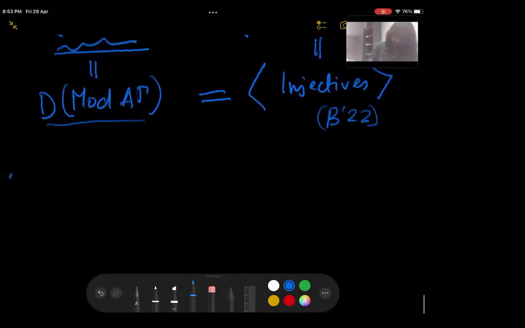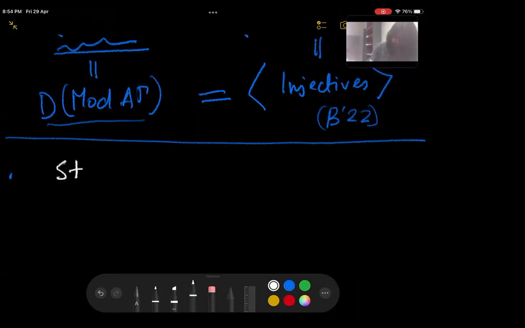The second one involves a stable category. I started at 8 past, so I have 4 minutes left. Is that right? Yeah. So to get there quickly, I want to first define what Stab is, the big stable category.